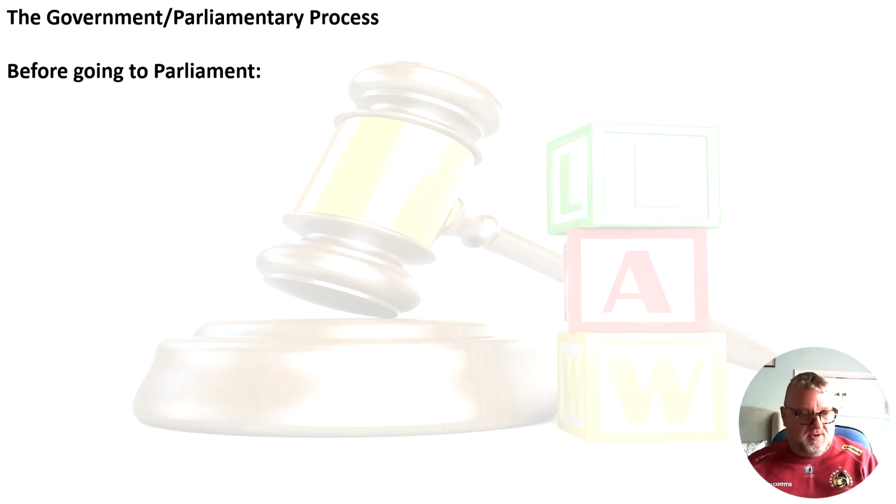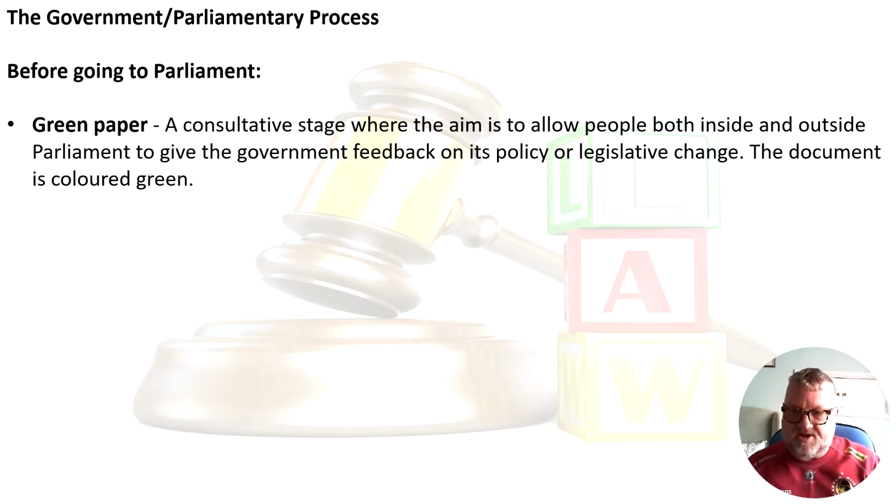Before any new law or change to a law goes to Parliament, it usually starts with a green paper. And this is a consultation stage where the aim is to allow people both inside and outside of Parliament to give feedback on the policy they're proposing, or the legislation they're proposing, or the change in legislation they're proposing. And it's coloured green, it's called a green paper, hence its name.